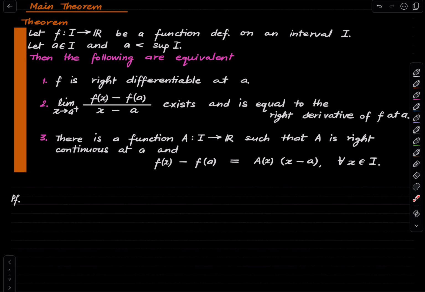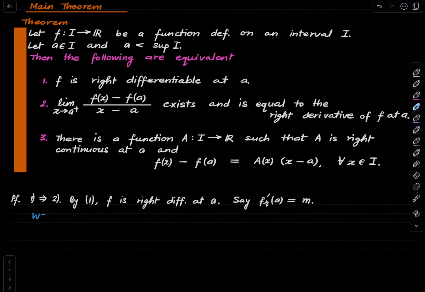So why is this? Let's do 1 implies 2. So we want to show that this limit exists. Okay. So by 1, f is right differentiable at a. So say the right derivative is m.